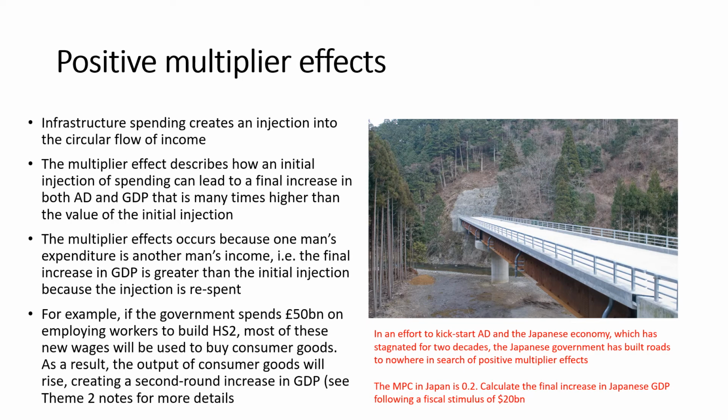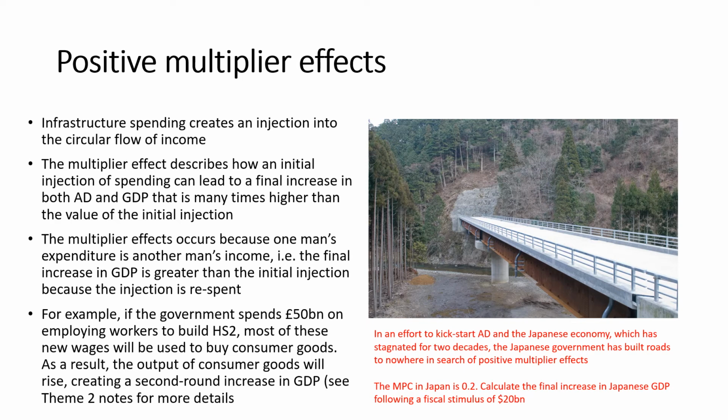Well, they will do. And that will create a third round increase in GDP. And this is the positive multiplier effect. So a true story that I think I've mentioned before: in an effort to kickstart aggregate demand in the Japanese economy, which has been stagnating for 2 decades, the Japanese government has built roads to nowhere in search of these elusive positive multiplier effects.